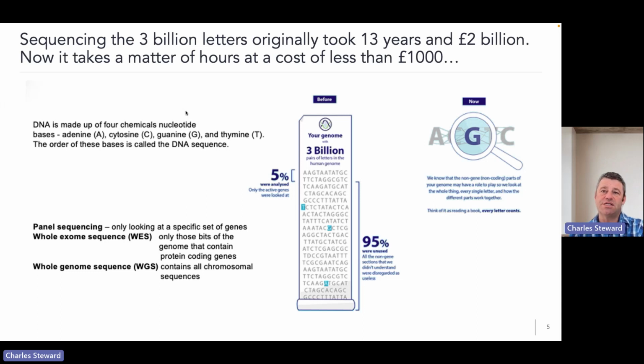We look right the way across it to see if we can find bits that have changed in a person compared to the reference genome, as we do in panel sequencing and whole exome sequencing, but we look across the whole genome. As I said, we don't understand what all of the genome does yet, but if you have a whole genome sequence, you can go back and look at it in 5 years, in 10 years, in 20 years' time, as our understanding of the genome increases and we begin to understand what the other bits of the genome do.